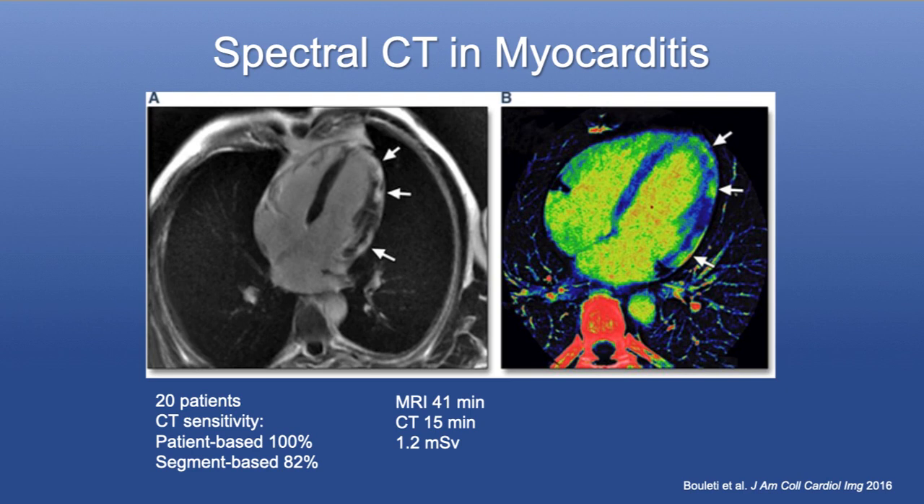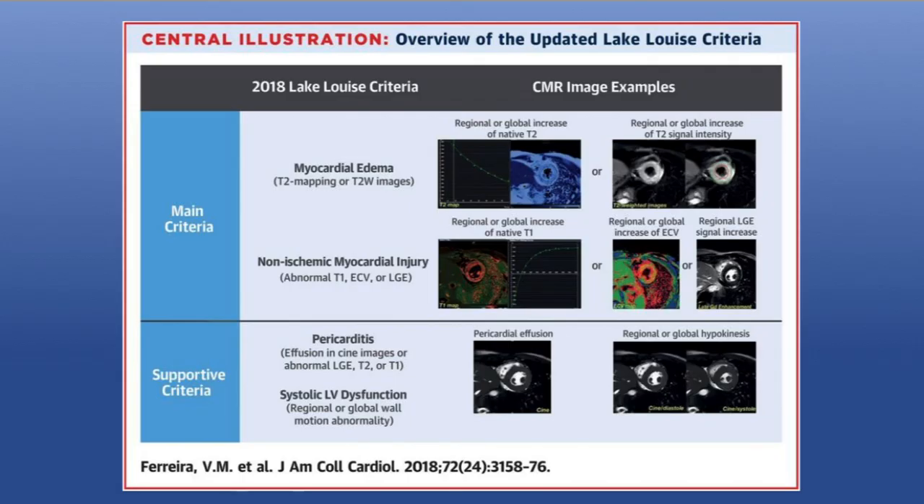So depending on the amount of scanners you have, CT could also be a good tool to image these patients. Some of the disadvantages we can see here from the Lake Louise criteria: we cannot image myocardial edema with CT. We also cannot measure parametric mapping still, but we can identify systolic dysfunction. We can rule out CAD, that will also be very important, and we can rule out significant CAD without the need to do stress in these patients.